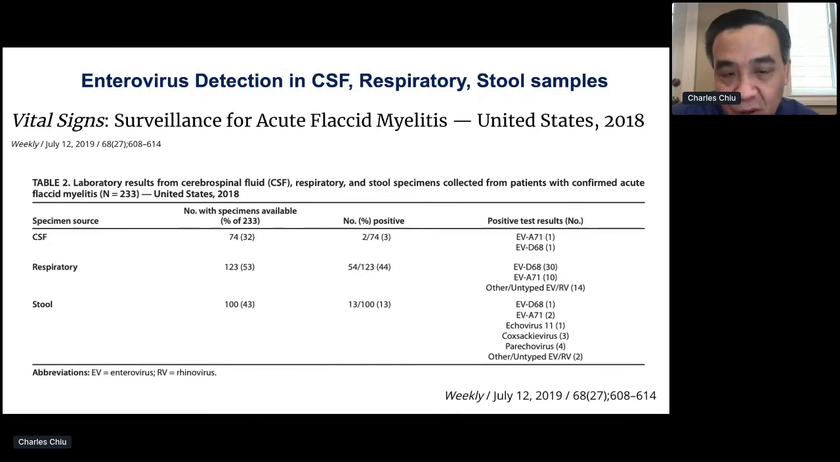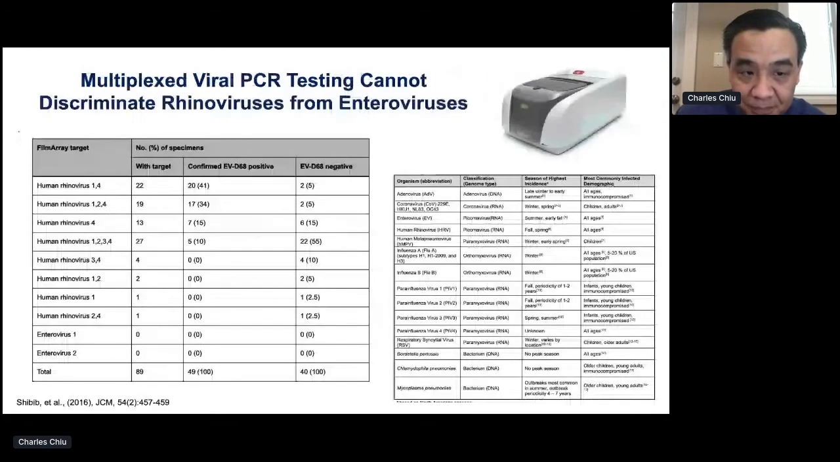In fact, in all of 2018, there were only 2 of 74, or 3%, of spinal fluids that were tested that were actually positive. On the other hand, if you look at respiratory secretions, 44% of the time, there was a putative enterovirus that was detected in respiratory secretions from patients who had AFM.